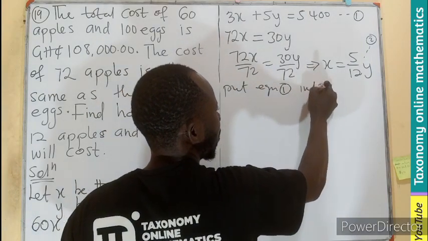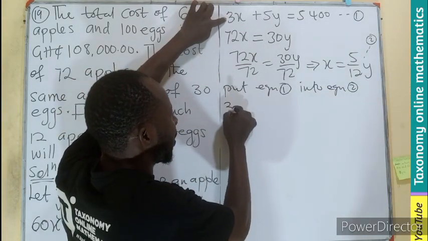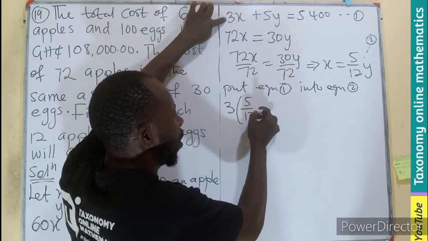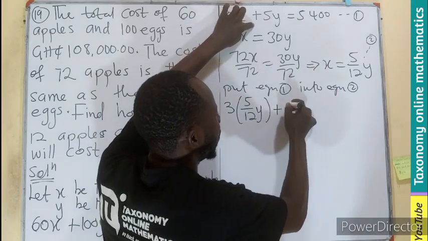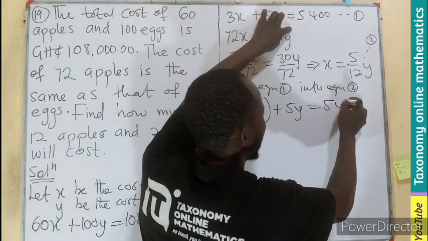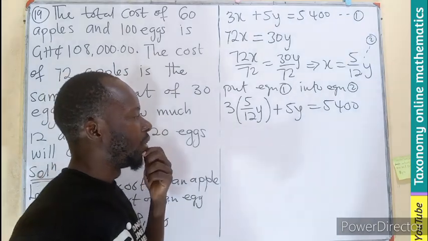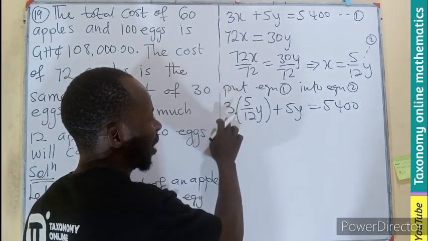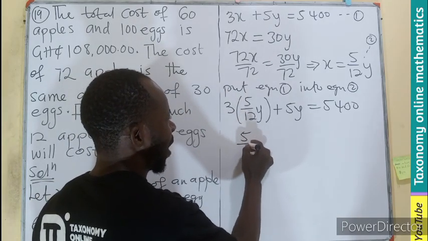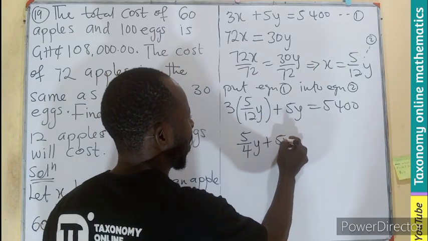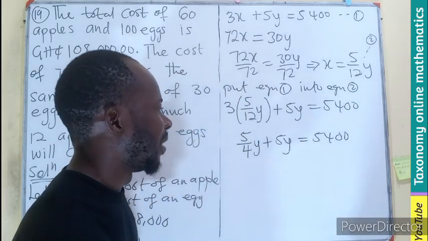So put equation 2 into equation 1, which is going to be 3 times 5 on 12y, then plus 5y equals 5,400. I can see 3 being a factor of 12, so it will go there. This will cancel 4. So I'll be left with 5 out of 4 y plus 5y equals 5,400. This is just a fraction.